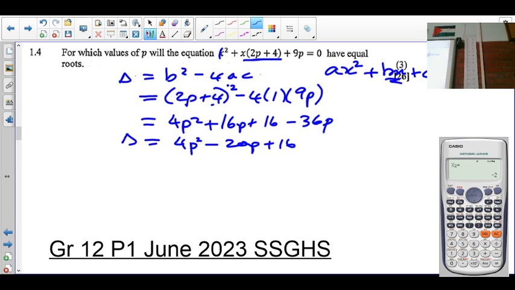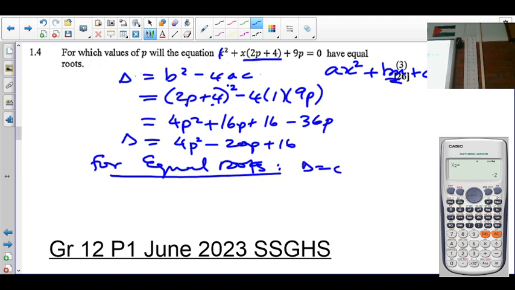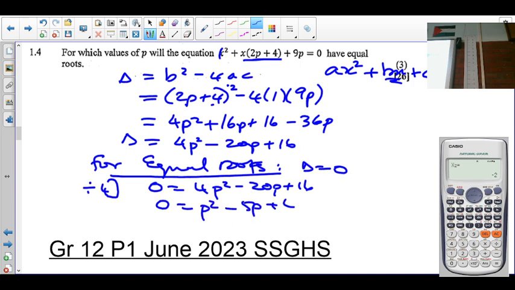So for equal roots, what do we know? Delta is equal to 0. So 0 is equal to 4p squared minus 20p plus 16. So I divide by 4. So 0 is equal to p squared minus 5p plus 4.